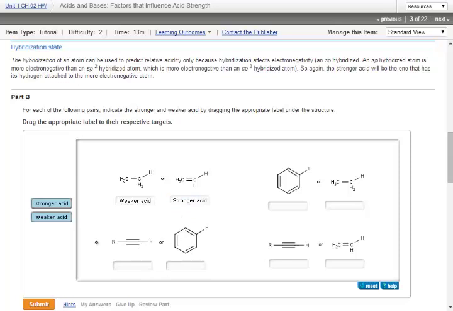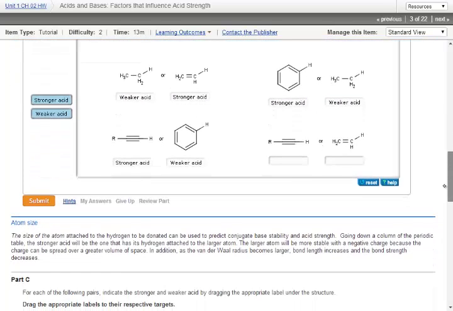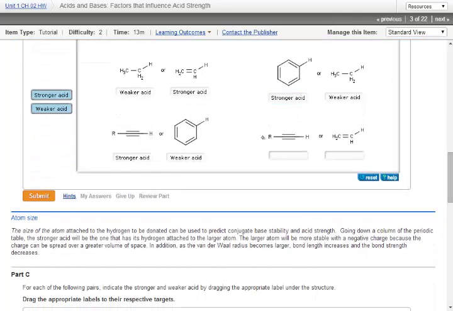So working on those hybridization electronegativities, we have the more bonds it has, then the less hybridized the orbitals are, the stronger the acid. Now in this case, we have sp2 and sp3. The sp3 is going to be a weaker acid than sp2. And in here, we have an sp versus sp2.